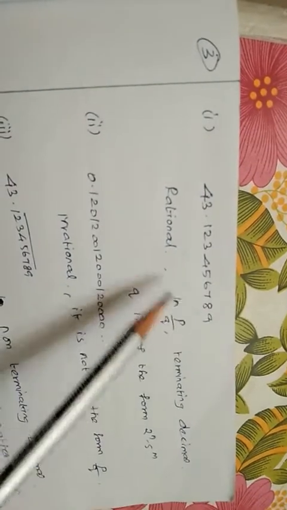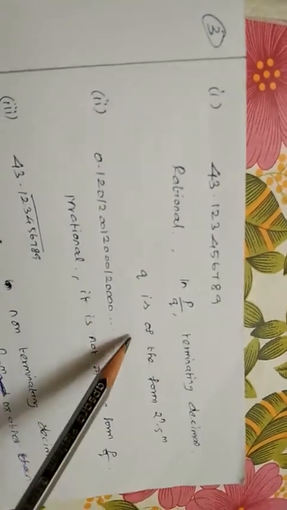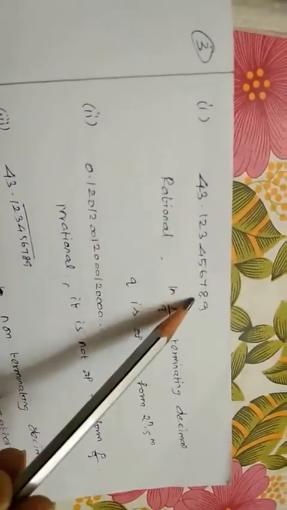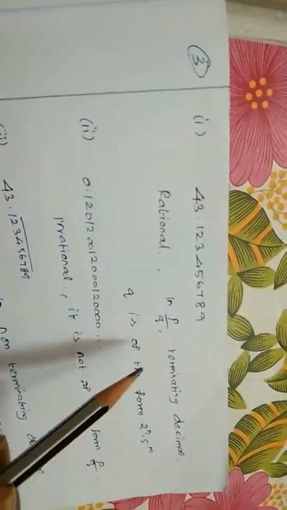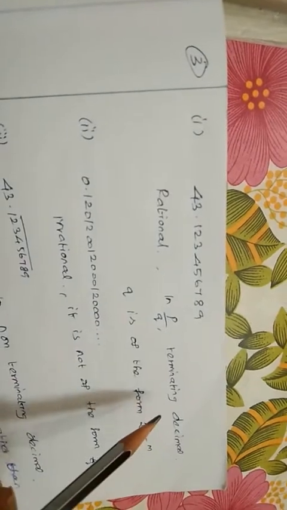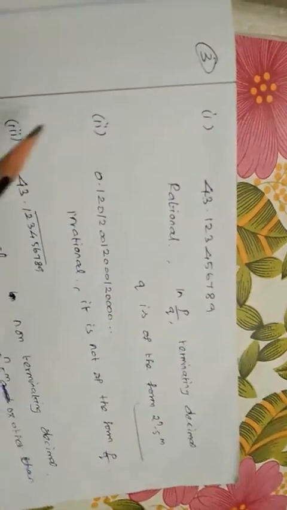So definitely it's a rational number, and in p by q form with terminating decimal expansion, q is of the form 2 power n 5 power m. Terminating, right, by the theorem. So actually the theorem: a rational number whose decimal expansion terminates, then p by q form. We need to write this theorem directly.